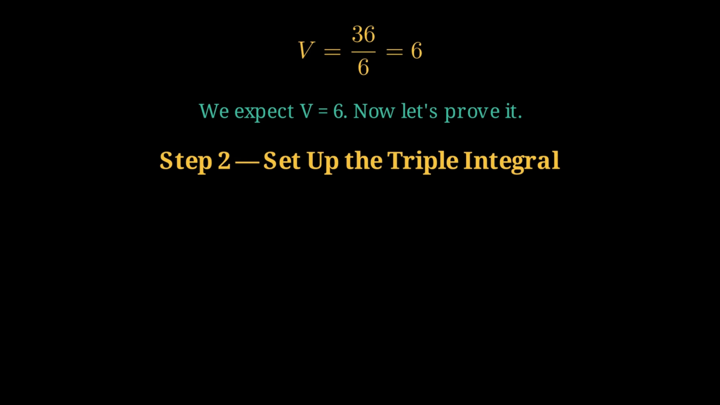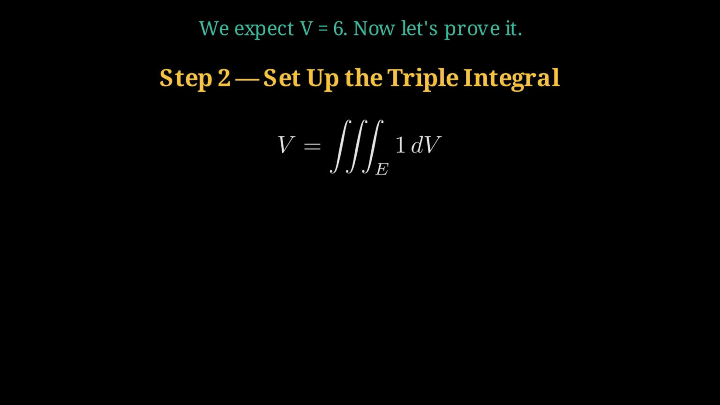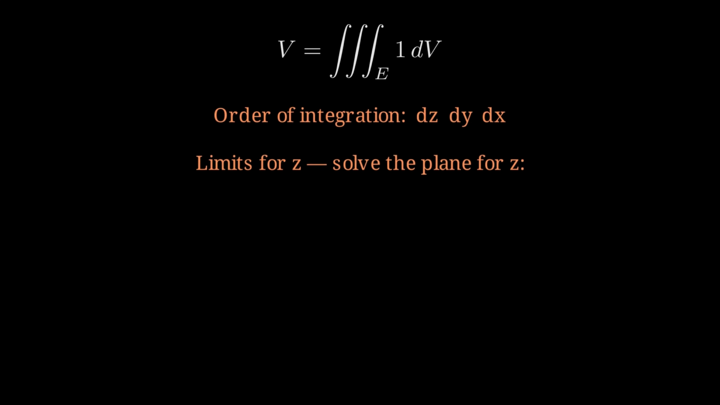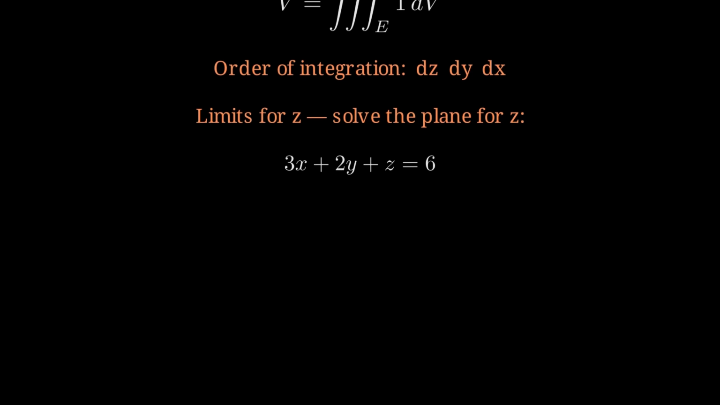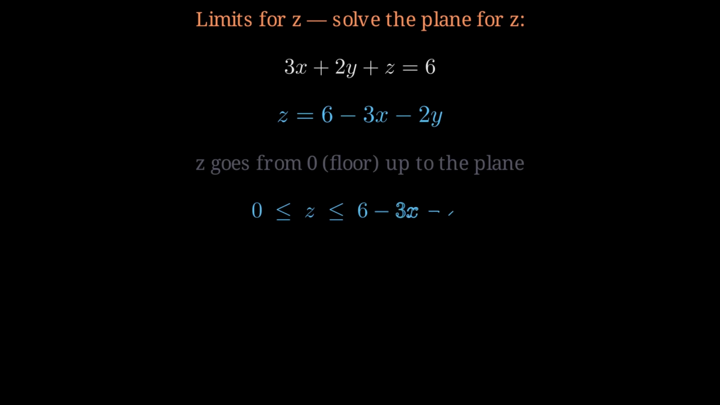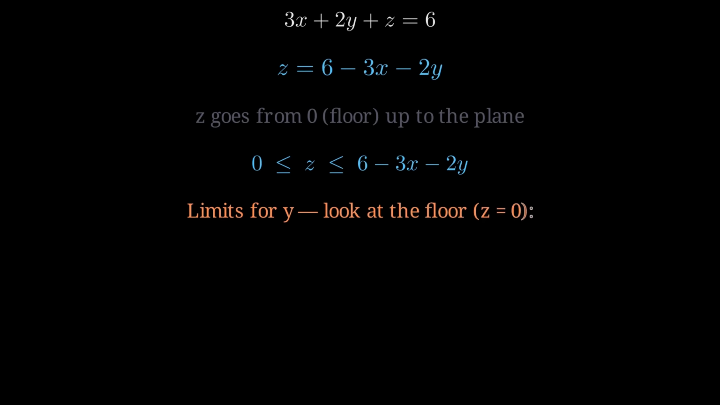Volume is the triple integral of 1 over the region. We're literally counting microscopic cubes inside the shape. For z, we solve the plane equation. Z equals 6 minus 3x minus 2y. This gives the height above the base.